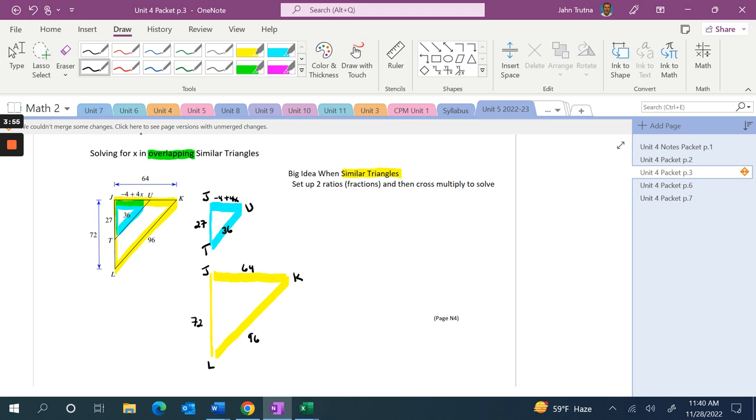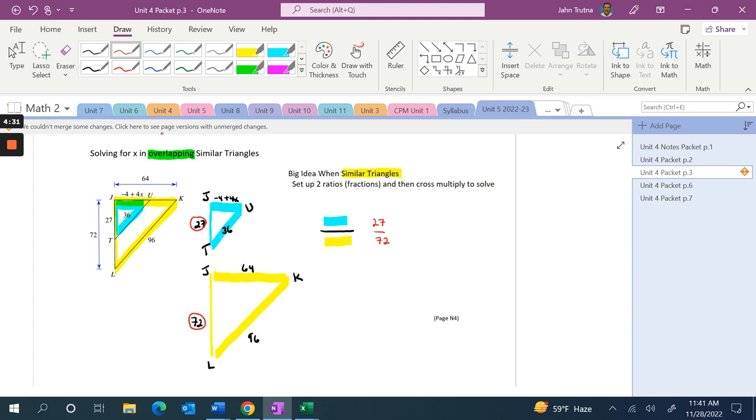Okay, so this is going to allow me to set up my fractions. Now, I'm always going to put the blue triangle's values on the numerator, and then I'm going to put the yellow triangle's values on the denominator. You don't have to do that. You could flip-flop it, but you have to be consistent. Okay, so here we go. So I'm going to take 27 from the blue triangle, and that corresponds with 72. So one of my ratios is going to be the ratio 27 over 72.